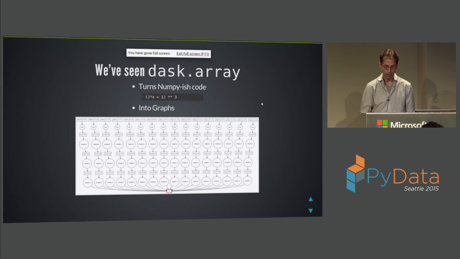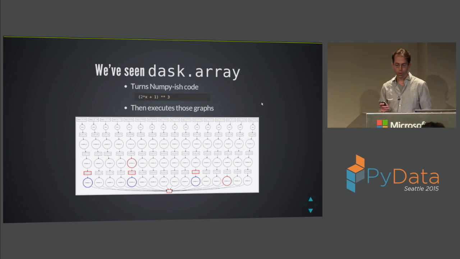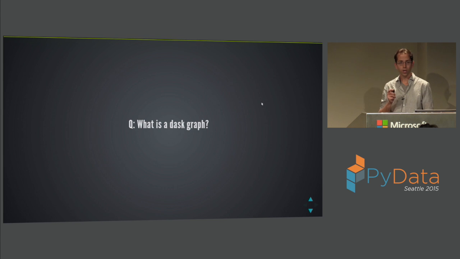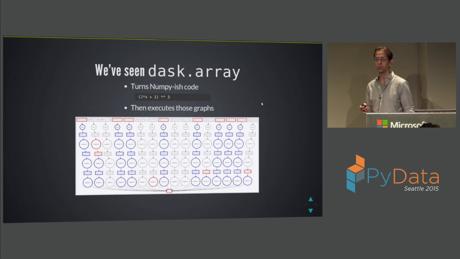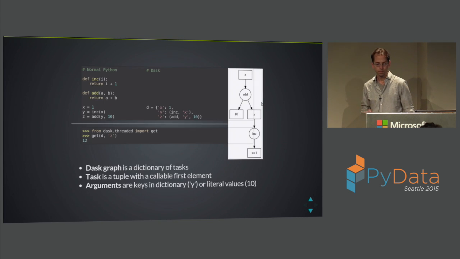Okay, so we've seen Dask Array. It turns NumPy code into graphs. And then some magical system executes those graphs for us in parallel. But how do we actually, in Python, represent those graphs, these pictures? What's the data structure?